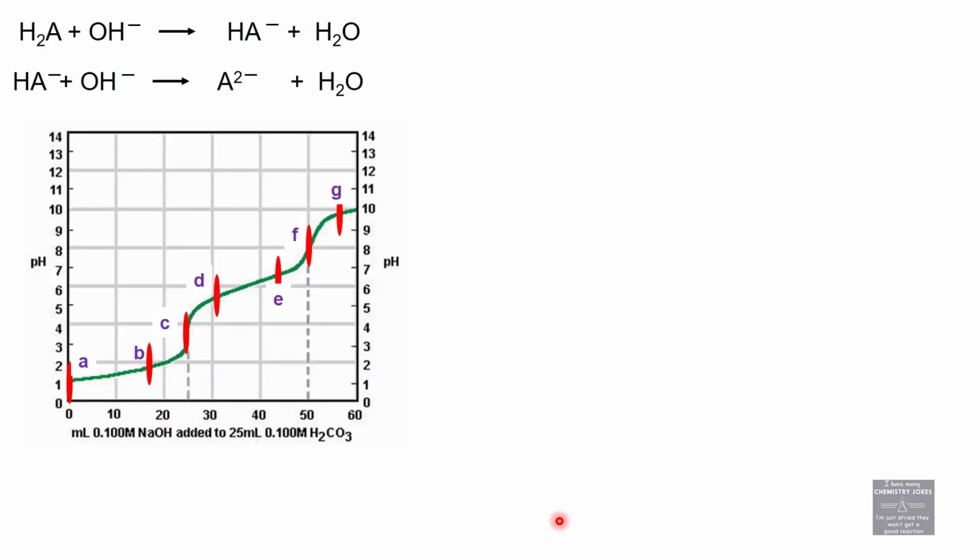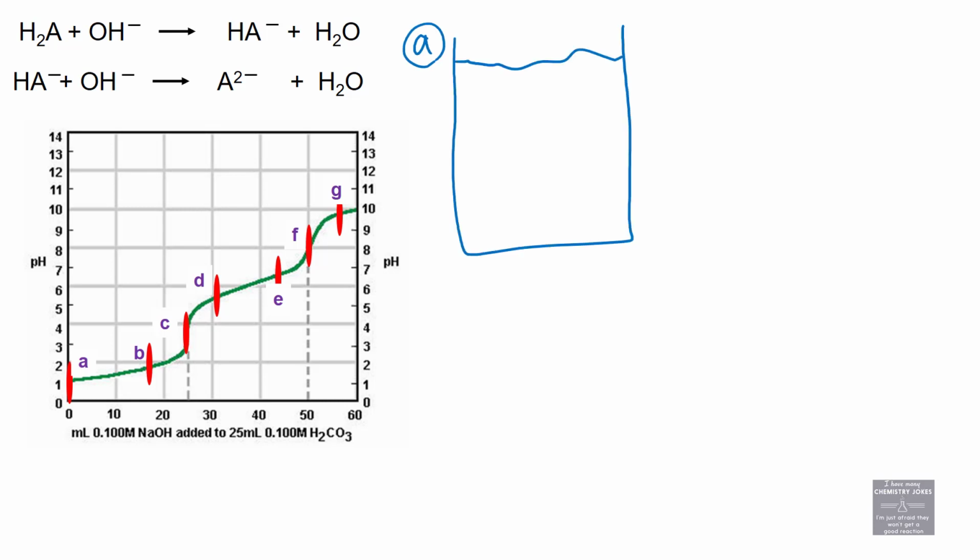You ready to draw some pictures? Ooh, I love pictures. This is a weak diprotic acid being titrated by strong base. I know that because it starts low and ends high, and this is kind of slopey in the beginning, so it tells me it's weak. So if I'm going to draw pictures of all these little beakers along the way, beaker A. Beaker A is before I have added any strong base. Beaker A has H2A and only H2A in solution.